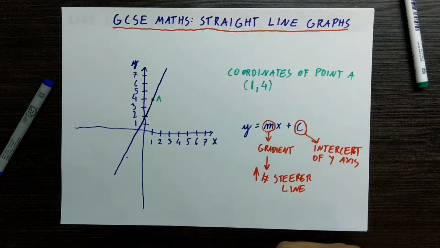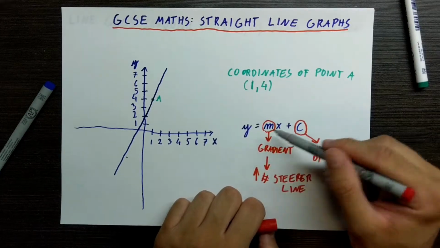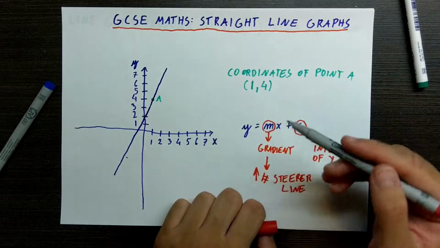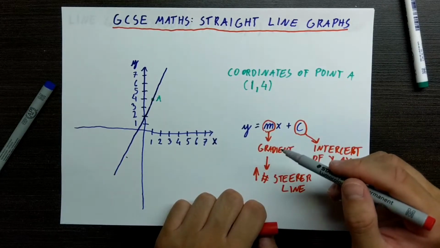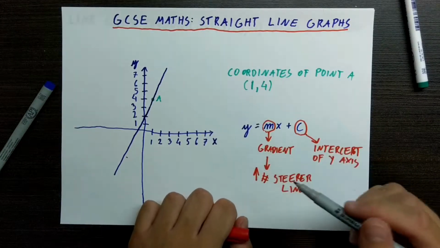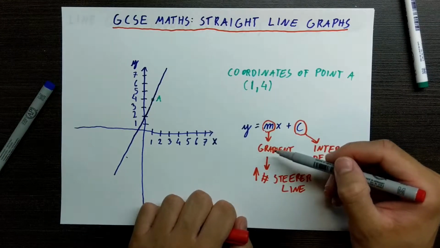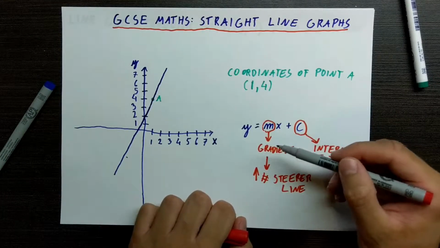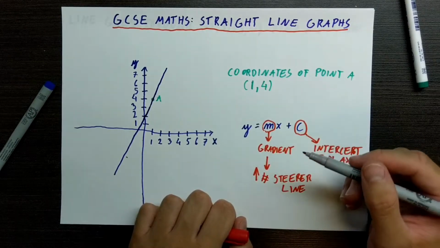Okay, so now we have this equation. How do we describe this line with this equation? Well, let's go back. First of all, we need to find out the gradient of the line. First things first, we need to find out the gradient of the line. So how do we do this?